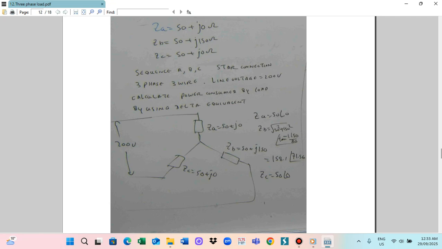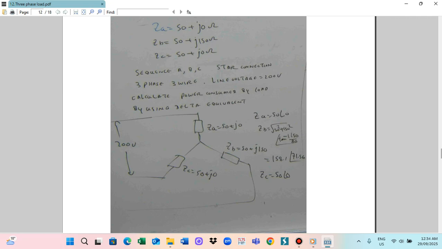So this one, those lines are connected to the line voltage, 200 volt line. This is a line voltage 200 volt. So we have to find the total power. So firstly you have to change this star to delta. Star to delta conversion. So in this case we have to change the star to delta.